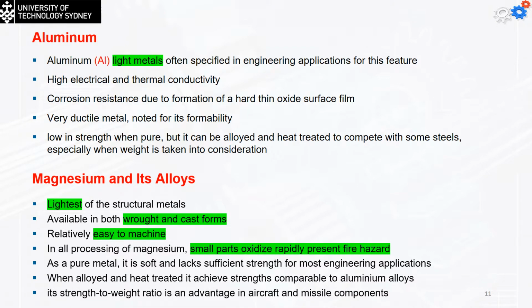The other metal is magnesium and its alloys. Magnesium is the lightest of the structural metals, available in both wrought and cast forms, and relatively easy to machine. In all processing of magnesium, small parts oxidize rapidly and present a fire hazard. That means if I am cutting a magnesium part, the chips which are generated can oxidize due to the heat and the presence of oxygen, and this will cause a fire hazard. As a pure metal, it is soft and lacks sufficient strength for most engineering applications. When it is alloyed and heat treated, it achieves strength comparable to aluminum alloys, and the strength to weight ratio is an advantage in aircraft and missile components.